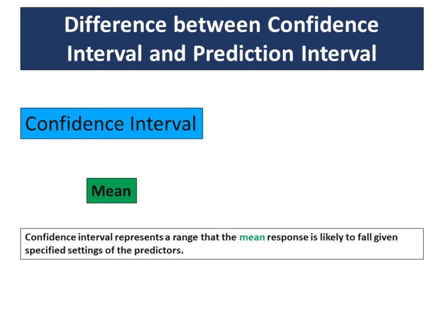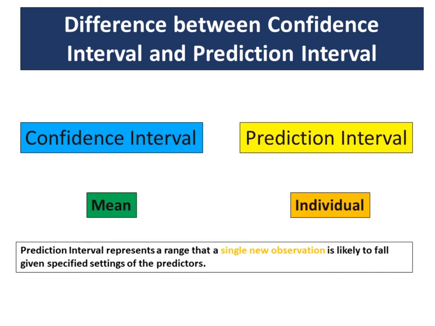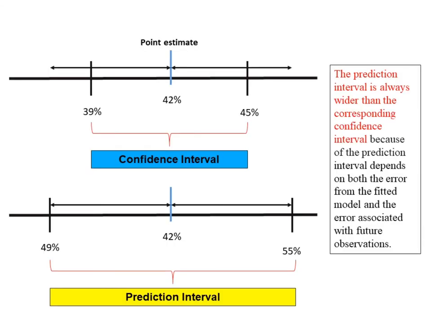What is the difference between confidence interval and prediction interval? Confidence interval represents a range that the mean response is likely to fall given specified settings of the predictors. On the other hand, prediction interval represents a range that a single new observation is likely to fall, given specified settings of the predictors. Unlike confidence intervals, prediction intervals predict the spread for individual observations rather than the mean. The prediction interval is always wider than the corresponding confidence interval because the prediction interval depends on both the error from the fitted model and the error associated with future observations.